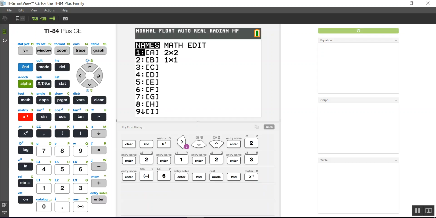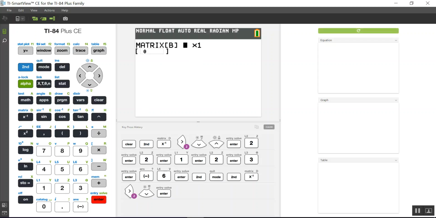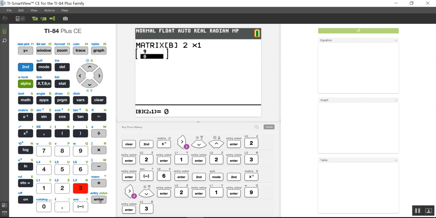And now I need to create matrix B. So I'll go down to there, and I have edit highlighted, hit enter. Okay, and this needs to be a 2 row and 1 column matrix, so it's going to be a 2 by 1. And that's what it looks like. And this is my constant matrix, which had a 9 in it and a 3 in it. Okay, so that's my matrix B.